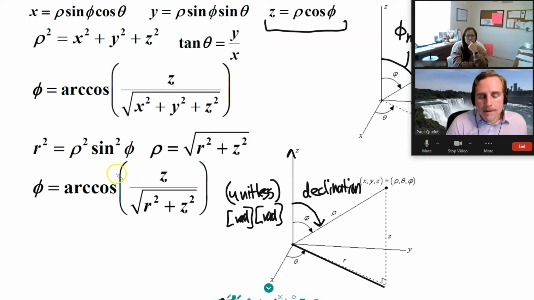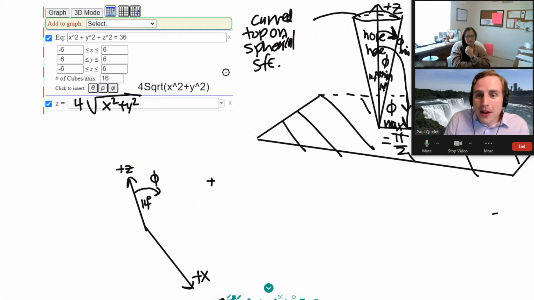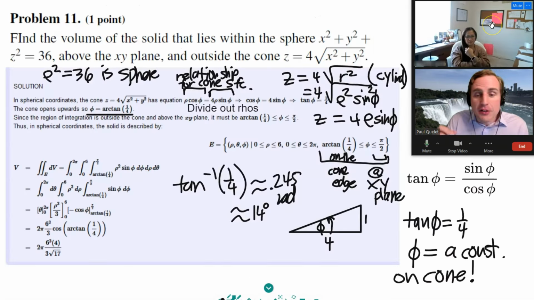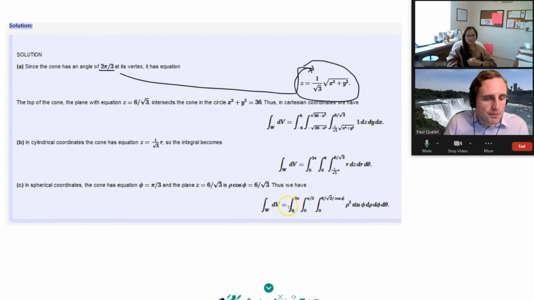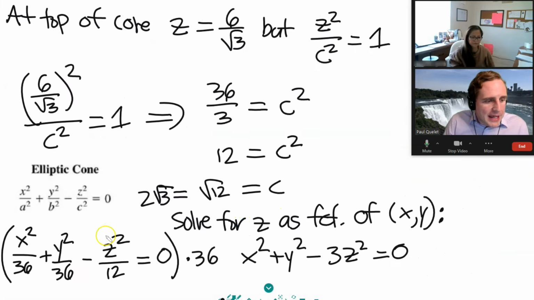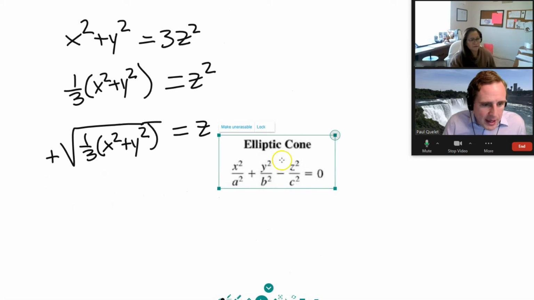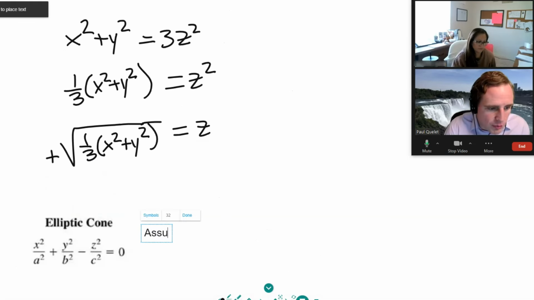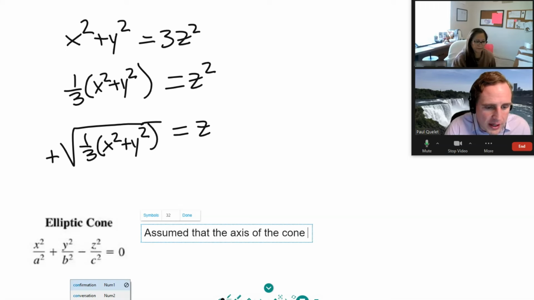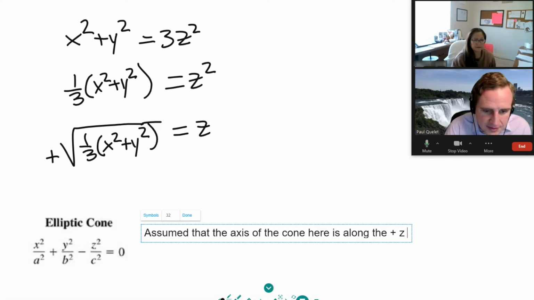To a different plane, or, well, no, the xy plane, it couldn't be because... A couple thoughts about that. I understand the question, but I need to say a couple of brief things to answer it. Back here, when we were doing this elliptical cone, let me make a quick comment: it's assumed that the axis of the cone here is along the positive z-axis.